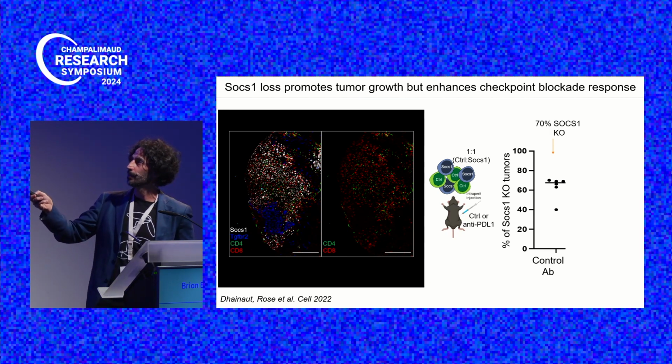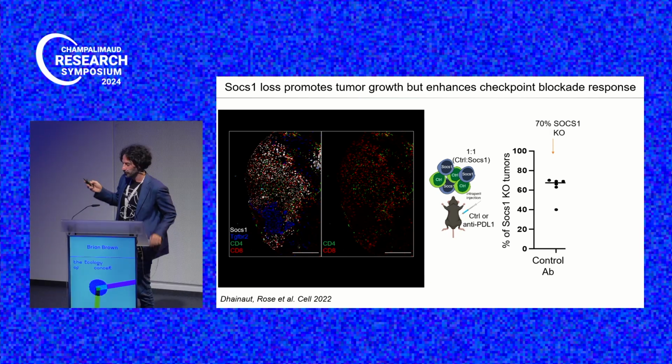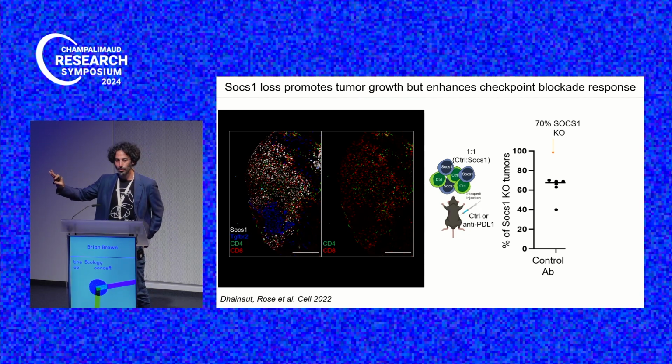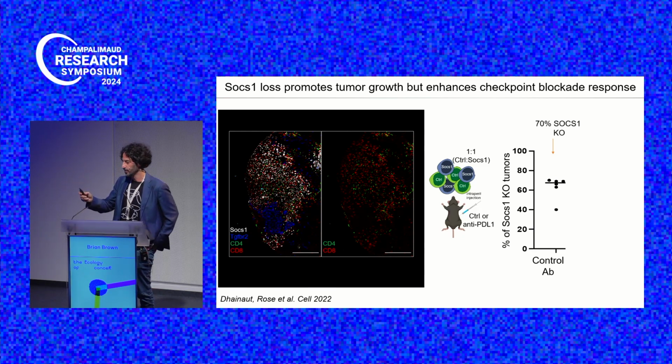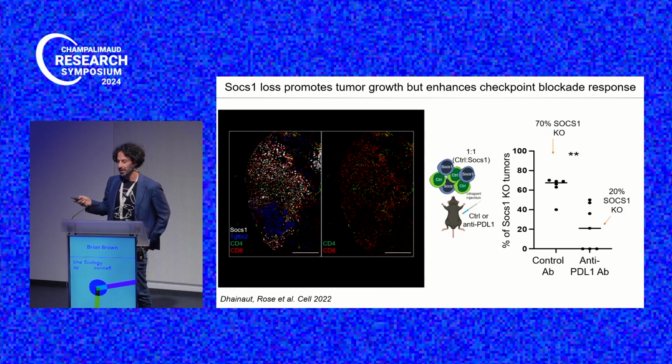And just like we saw in perturbed map, if you measured what percent of the tumors in the lungs were SOX1 knockout, it was 70%. They outgrew the control tumors, just like we saw with perturbed map. But then, as soon as you give anti-PD-L1, you see a flip. So now only 20% of the tumor burden is SOX1 knockout, because these tumors that were hyperinflamed are, in fact, more responsive to anti-PD-L1, just like we see in patients.